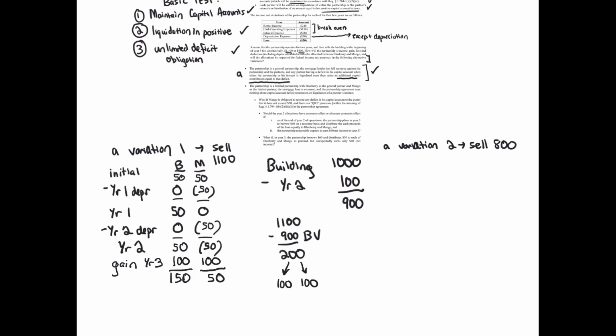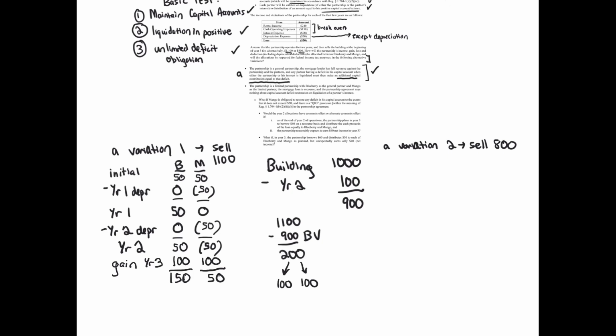Because the idea is that if the business liquidates after they sell the building, there's nothing left, guess what? They're going to have $1,100 in cash. They've got to pay the bank $900, right? And then they got $200 left. So how is that $200 going to be allocated? 150 to B, 50 to M. Because tax matches book, the allocation is going to be respected each year, the special allocation.